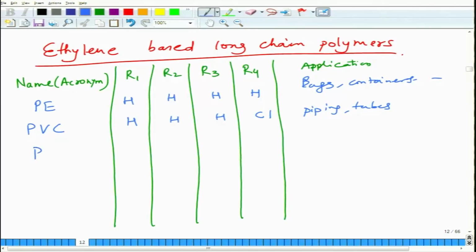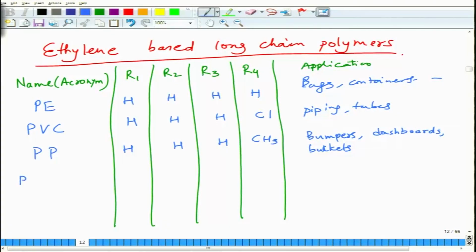Third one is polypropylene, which is PP. In this case, we saw you have 3 groups as H, and the fourth one becomes CH3. Polypropylene is again a nice material which is used for things like dashboards in the car and bumpers. The bumpers are a little harder than polyethylene. Dashboards are also harder materials. Buckets and vessels are typically made of it wherever you require more hardness than polyethylene, and it does not contain chlorine. So PP is another form.